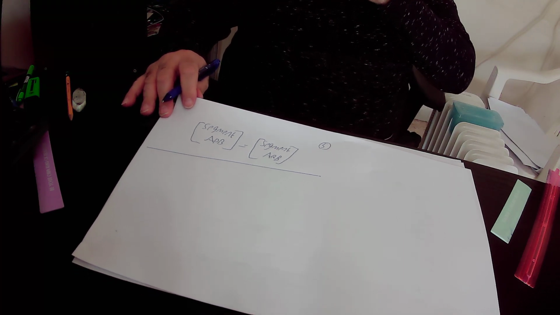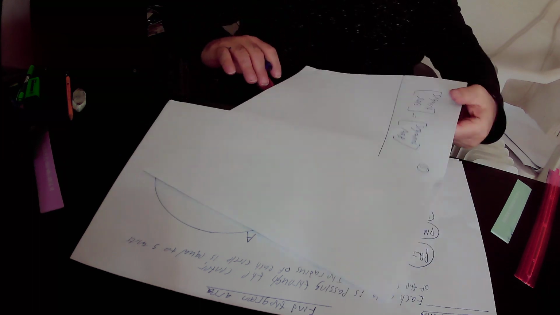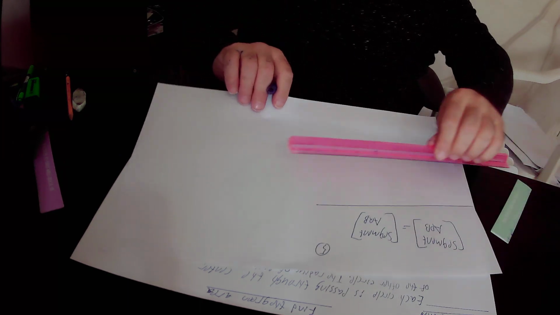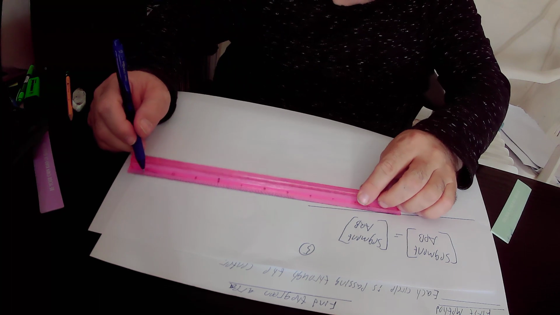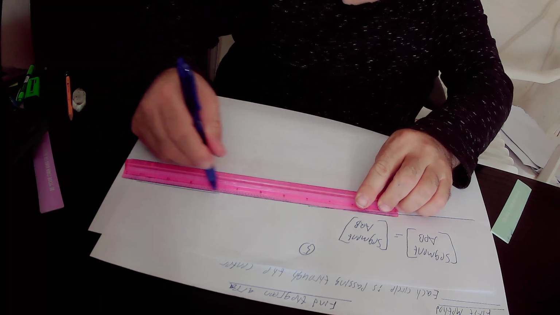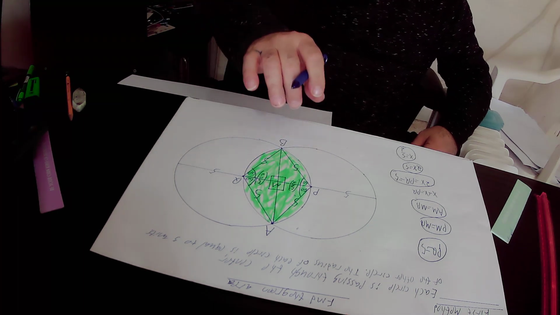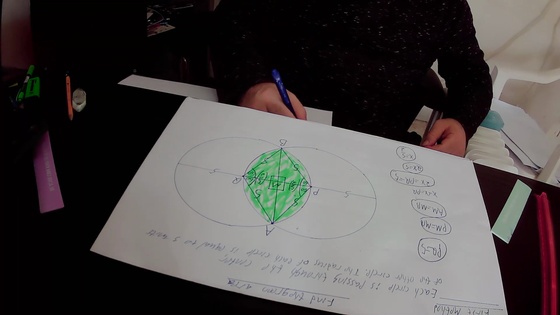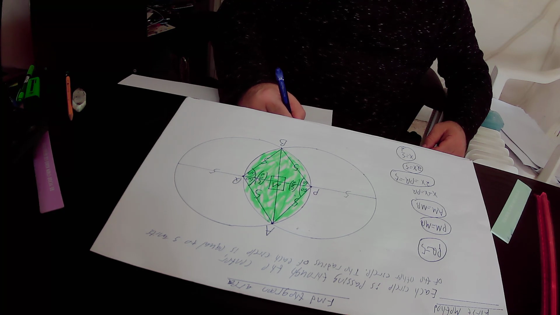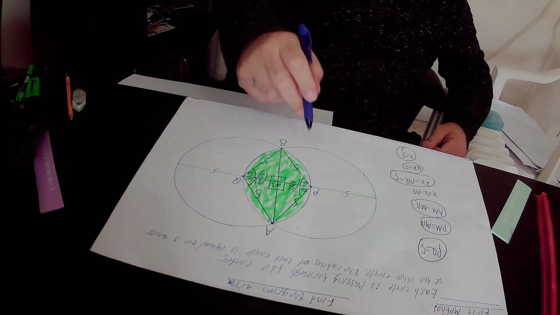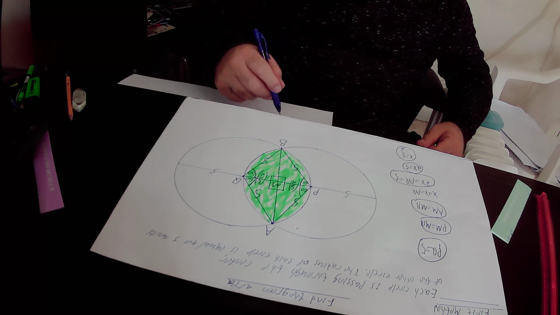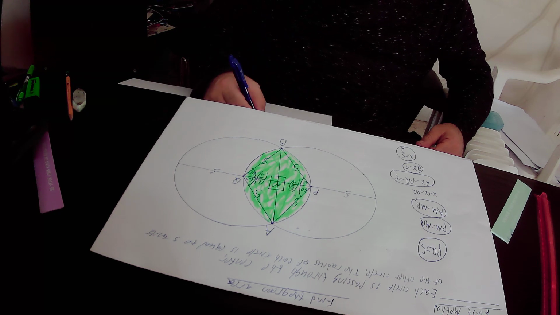And what is the area of the green shape? The area of this green shape that we are looking for in this question is equal to the area of segment APB plus the area of segment AQB.